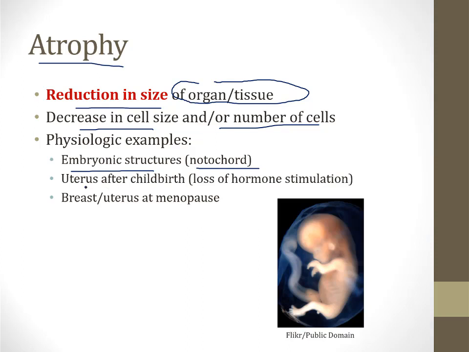After childbirth, the uterus is going to shrink, and that's because it loses hormone stimulation. So the uterus therefore is going to undergo atrophy, and you're going to see a decrease in both the number of cells in the uterus and the size of the cells. And then at menopause, there's a fall in hormone levels in women, and this can lead to shrinking of the breast and uterus, and that is another example of physiologic atrophy.